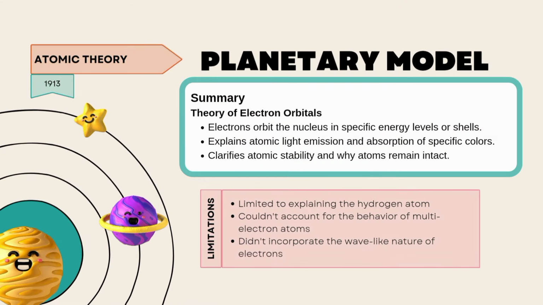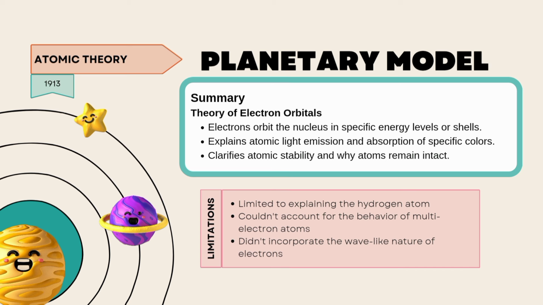Planetary model summary. Theory of electron orbitals. Electrons orbit the nucleus in specific energy levels or shells. Explains atomic light emission and absorption of specific colors. Clarifies atomic stability and why atoms remain intact. Limitations: it was limited to explaining the hydrogen atom, couldn't account for the behavior of multi-electron atoms, and didn't incorporate the wave-like nature of electrons.